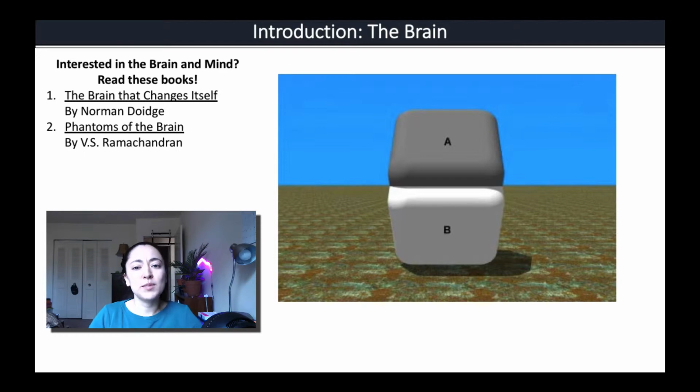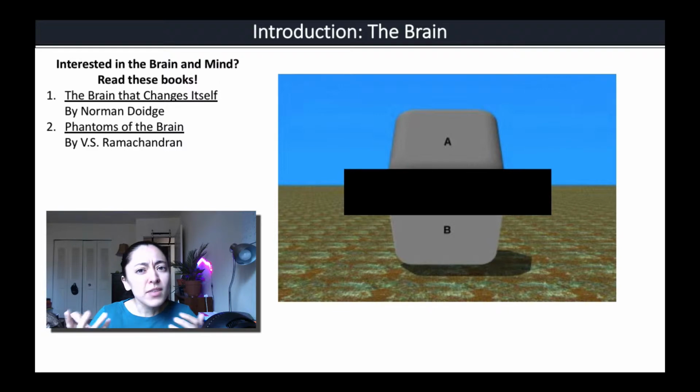Let's do one more experiment. Which appears darker, A or B? Most of you probably said A. Well, in reality, they both are the same shade of gray. If you think I'm tricking you, then let me show you.